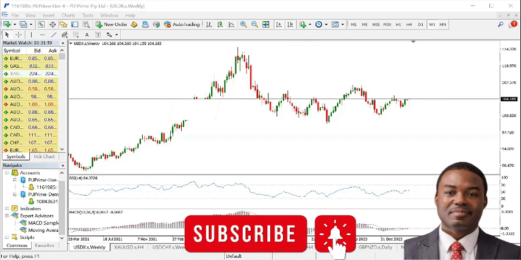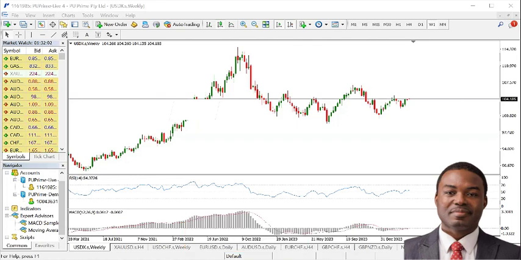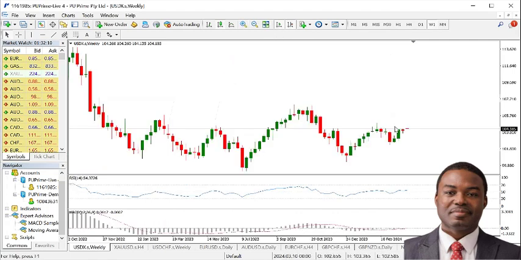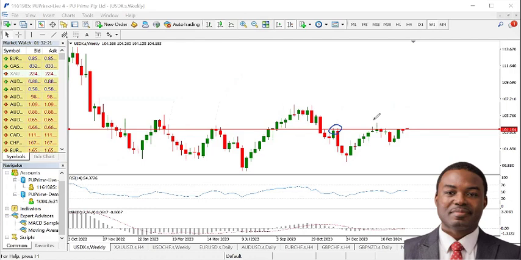All right, let's get started. So this week, the first instrument I'll be analyzing is the dollar index, the USDX. And this is the dollar index on the weekly time frame. If you look at the weekly time frame, we can clearly see that price closed by the end of last week at a resistance level. You can see we have a resistance level, and this is where the market closed for last week.